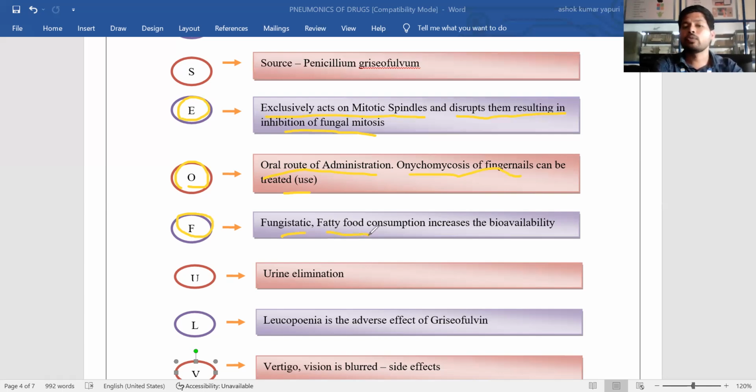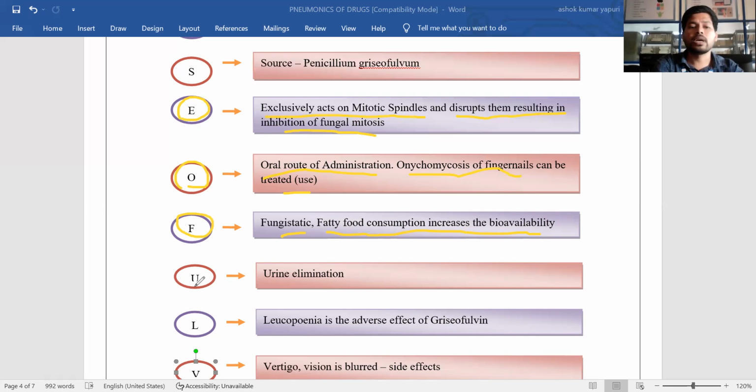And fatty food consumption increases the bioavailability. So when Griseofulvin is taken along with fatty food, its absorption increases. In pharmacology, you will find some drugs like that: when they are taken along with fatty food, the absorption increases.